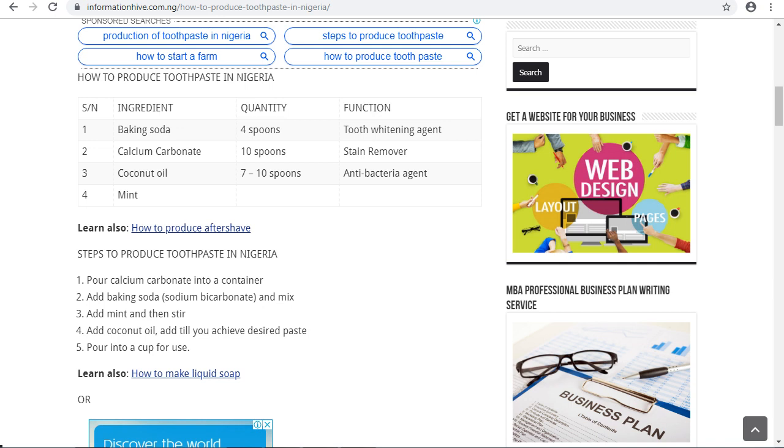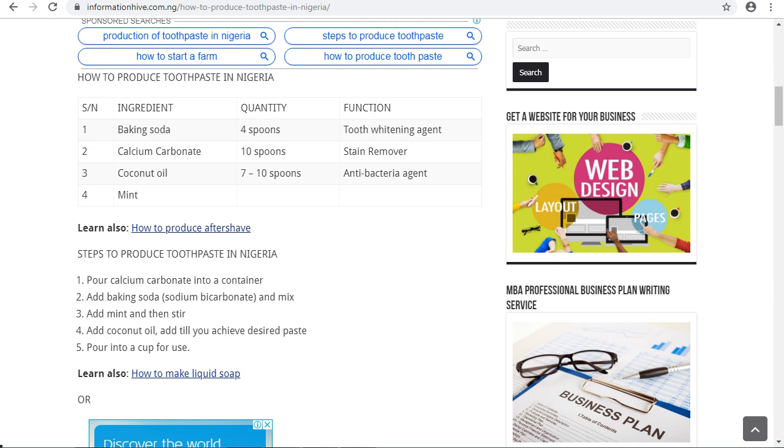We have different types of toothpaste in Nigeria. I'm not going to mention their names. You know their names. So what are the ingredients? What are the quantities you need? You need baking soda, about 4 spoons. What does it do? It's a tooth whitening agent. It makes your teeth look brighter, to be white. So you have to use baking soda, which is 4 spoons.